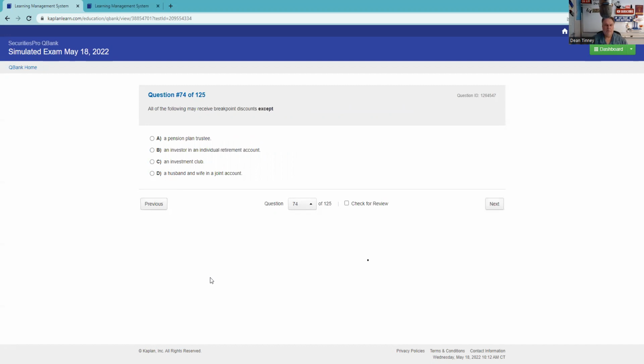All of the following may receive breakpoint disclosures. This is very much a test question. Investment clubs cannot pool their purchases for purposes of meeting a breakpoint. So it's C.